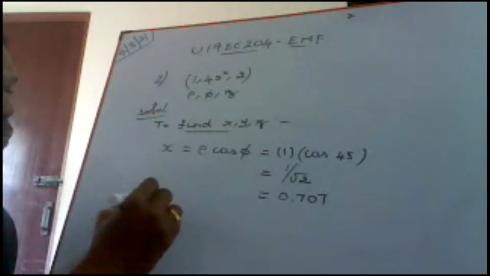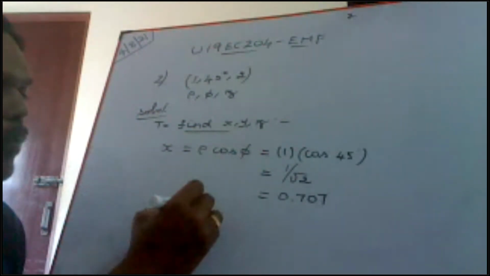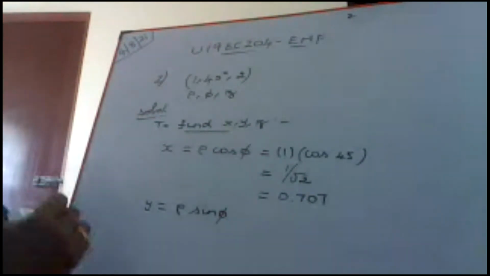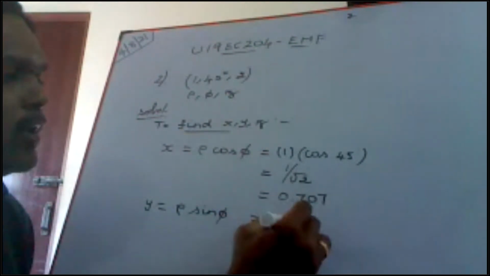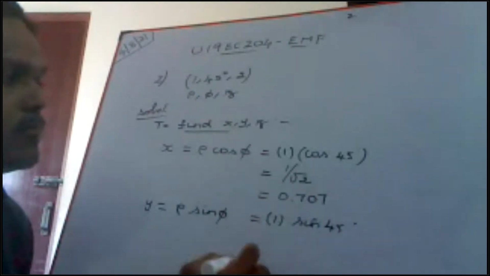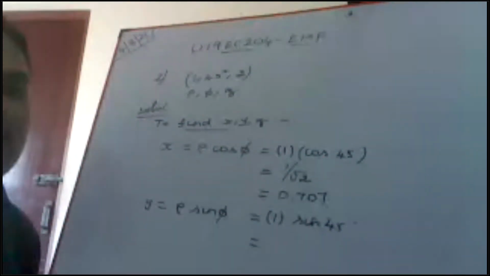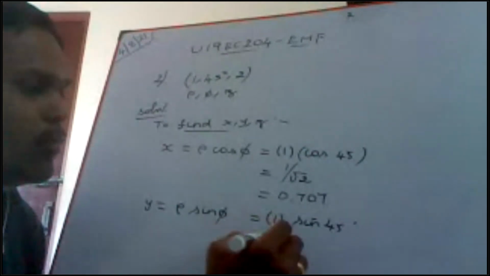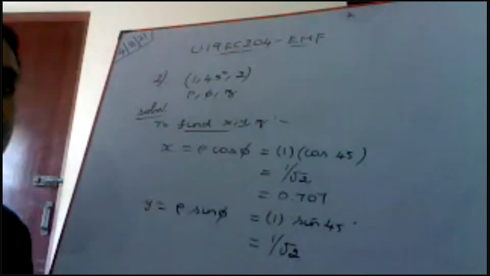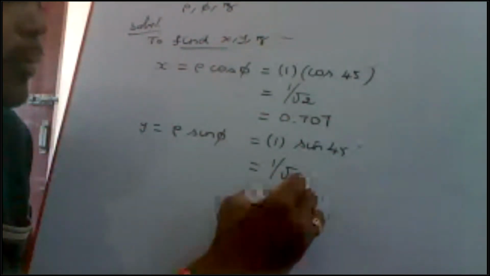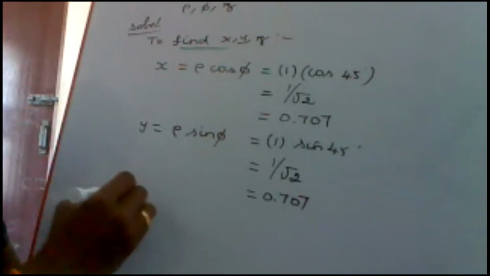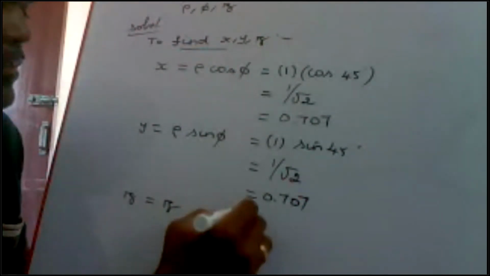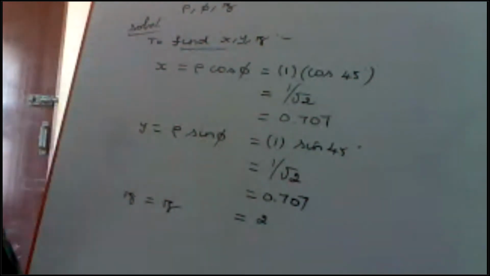In the same way, if I am trying to find y, the formula for y is rho sine phi. So again, 1 into sine 45. What is sine 45? Sine 45 also gives the same result, 1 by root 2, which is again 0.707. What about z in the formula? z is equal to z itself. So its value is 2 as it is. Whatever value is given, that will be taken as such.